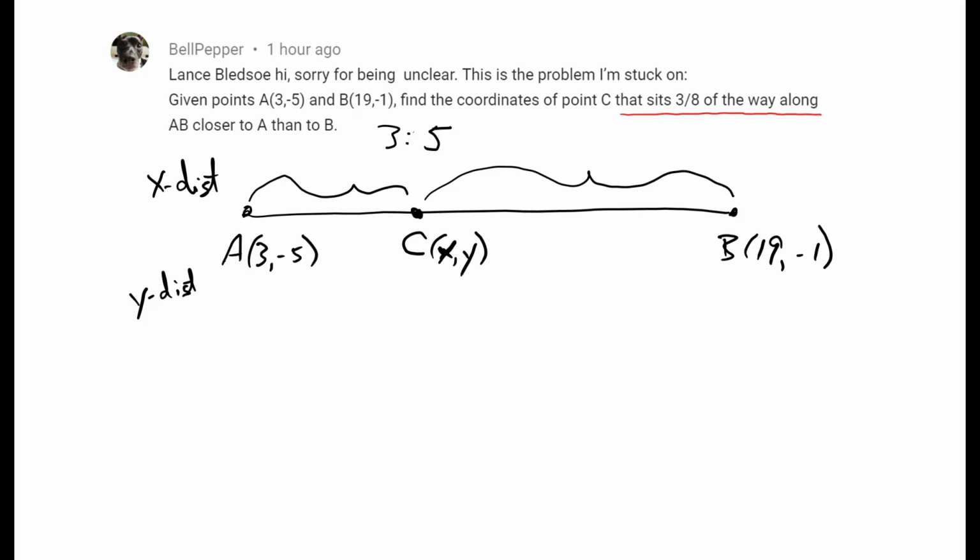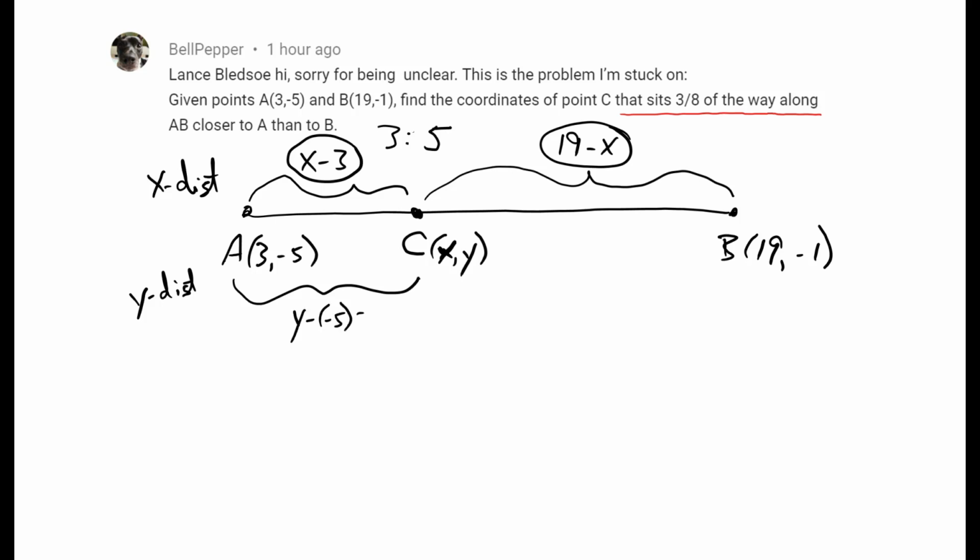Well, now that I know the ratio of the lengths of these two segments is going to be 3:5 and not 3:8, now I'm all set to solve the problem. So I'm going to find my X distances just like I did in my previous problem. This X distance from A to C is going to be X minus 3. The X distance from C to B is going to be 19 minus X. And let's go ahead and do the Y distances. The Y distance from A to C is going to be Y minus -5, or just write that as Y plus 5.